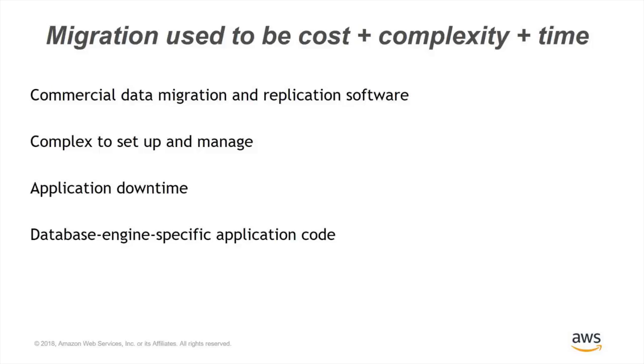At the end it comes to what kind of database engine specific application code I need to change with regards to this move. What do I need to do to make sure that my current application is compatible with the database engine that I'm moving to? So these are the things which make migration complex and time consuming, and this is where our tools, AWS Database Migration Service (DMS) and Schema Conversion Tool (SCT), come into the picture.